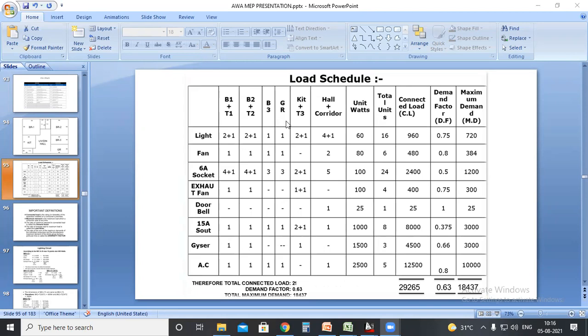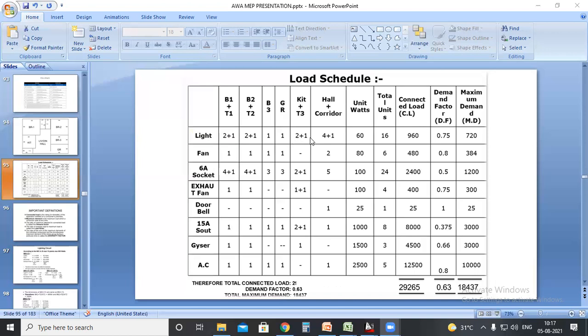Now, what about the guest room? I'm not asking again, because the guest room and bedroom 3 are exactly the same. So what about kitchen plus toilet 3? Here you can take some time, like 2 or 3 minutes. Just write it down on paper, or calculate how many circuits will be required in the kitchen plus toilet 3, and also mention each circuit load.